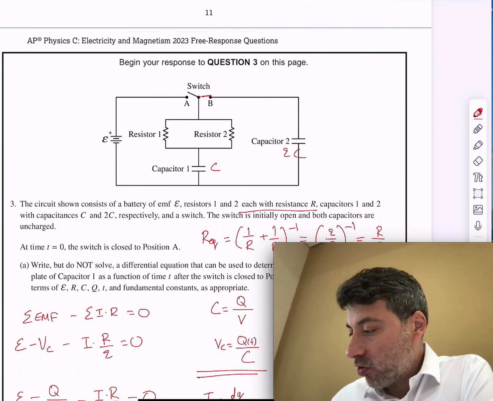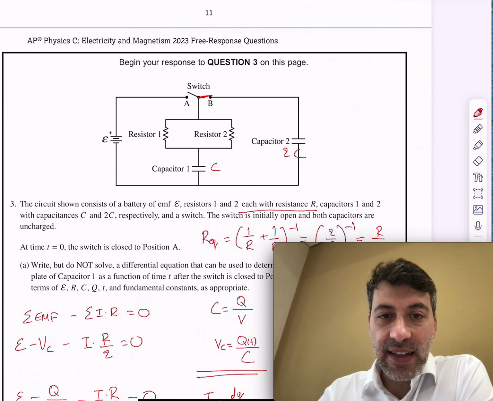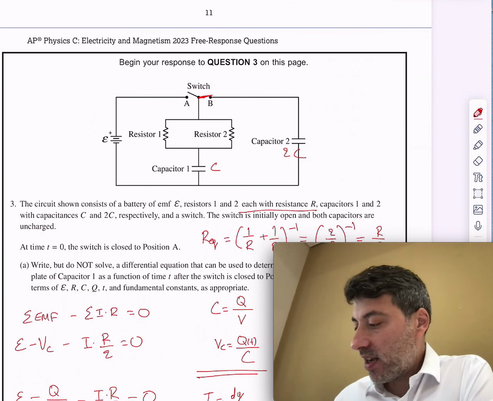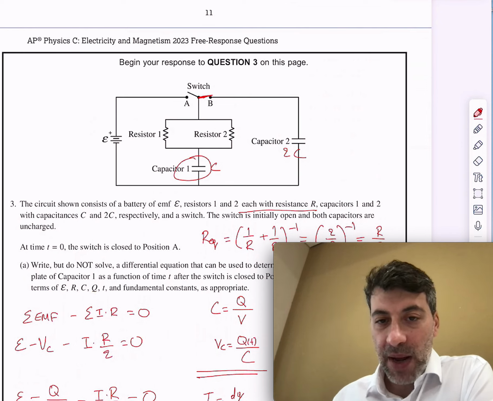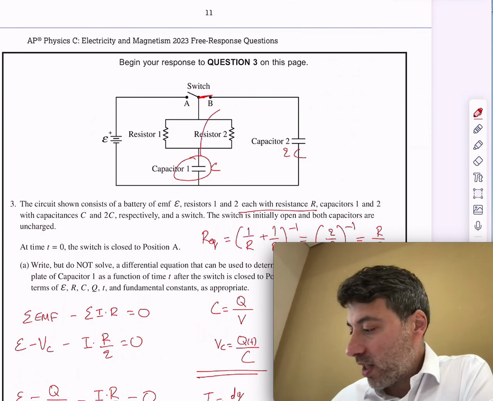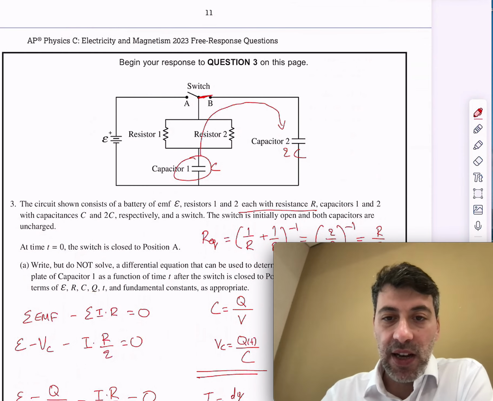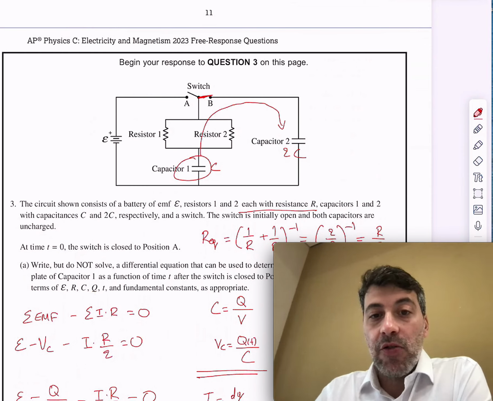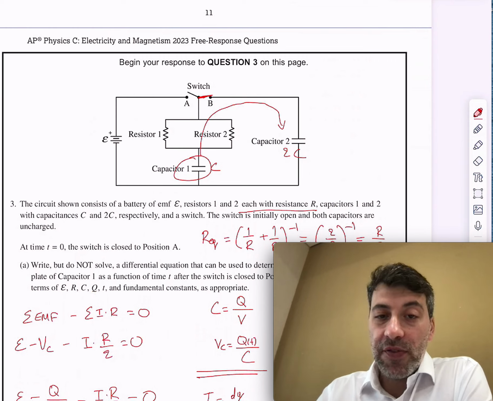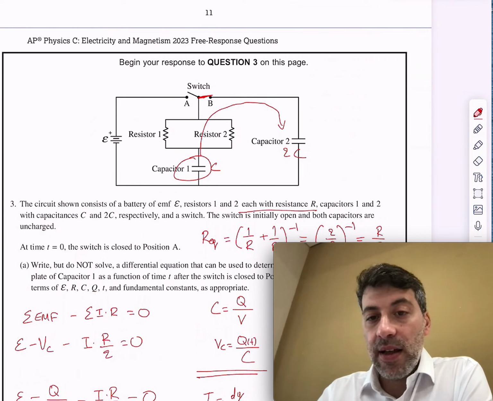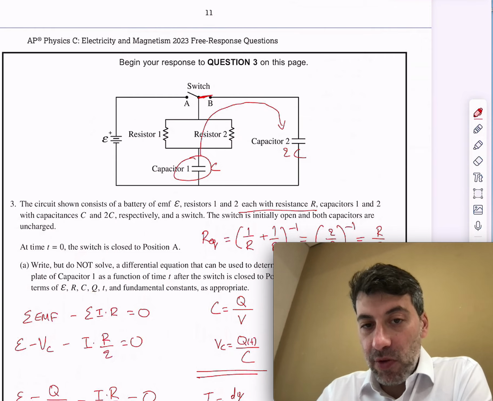Now, when we switch to position B, since there is no more battery connection to the circuit, charge will flow from capacitor 1 through the resistors to capacitor 2 until there is an equilibrium. So there will be a current until the equilibrium is reached, and then the current will be 0.